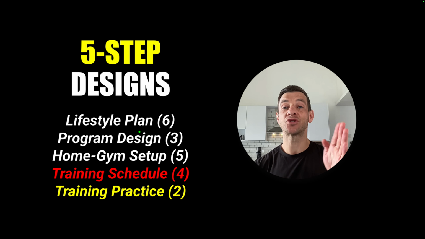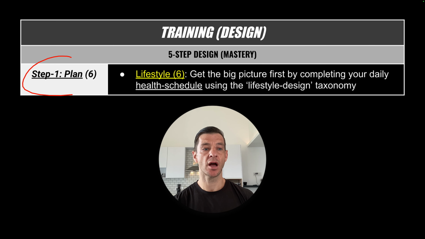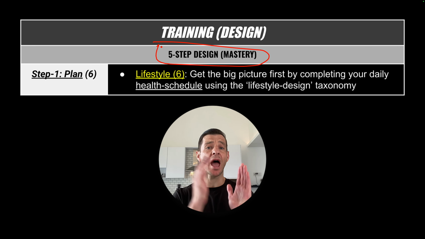These are the 5 steps to universal exercise training program design and redesign for the rest of your life. Let's take a closer look at what they are. Step number 1 of our 5-step design mastery process is all about lifestyle design.